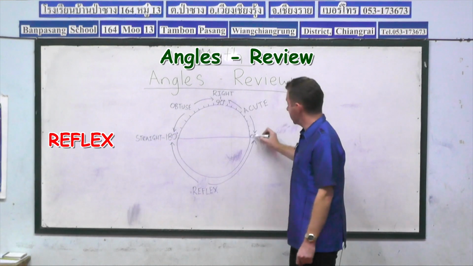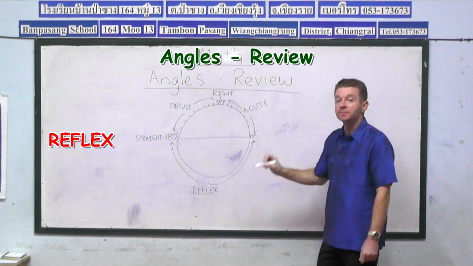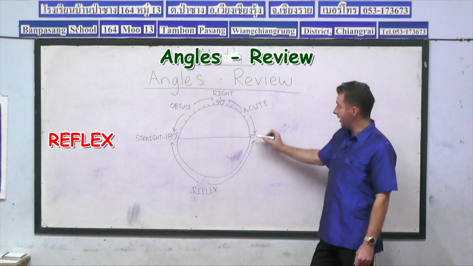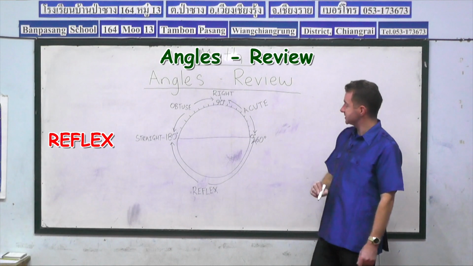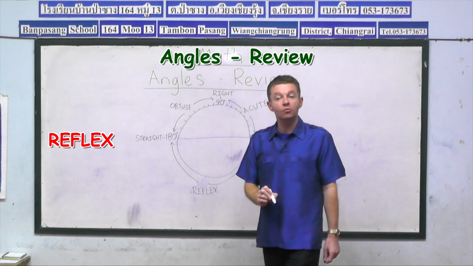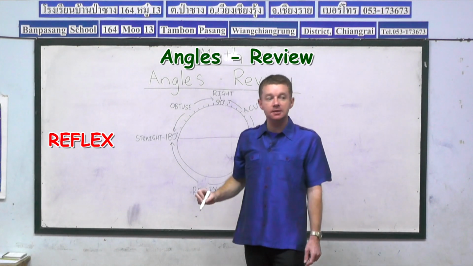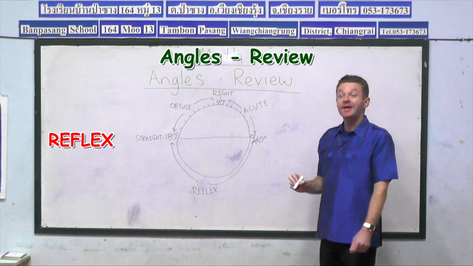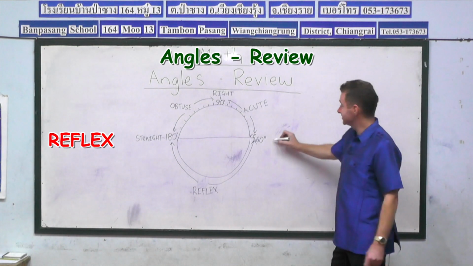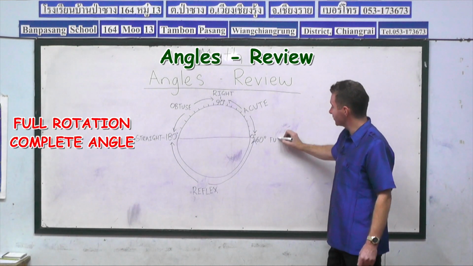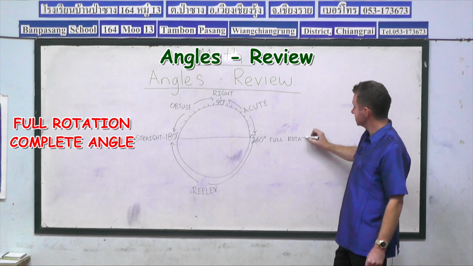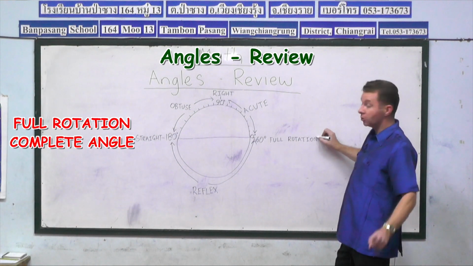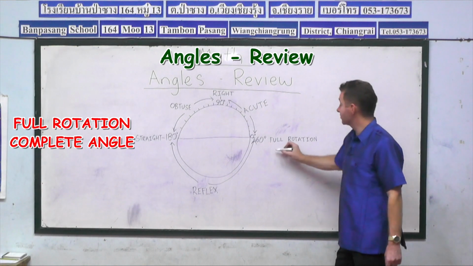R-E-F-L-E-X. Any angle that is in this category is a reflex angle. But then, when we reach the full circle, 360 degrees, what do we call an angle that is a complete circle? Full rotation. Full rotation, yes. A full rotation is always 360 degrees. Or you may hear it referred to as a different name.